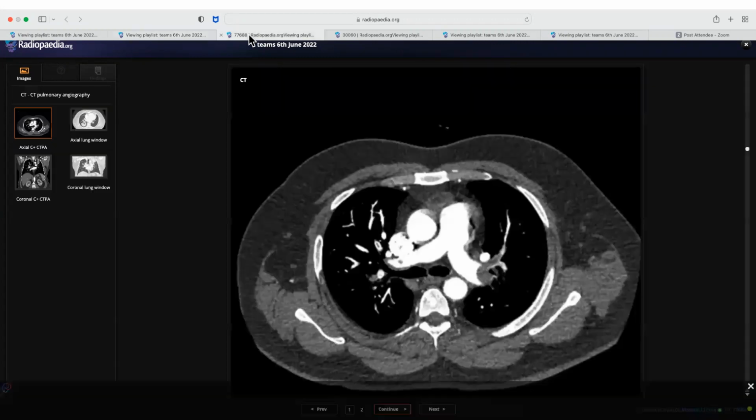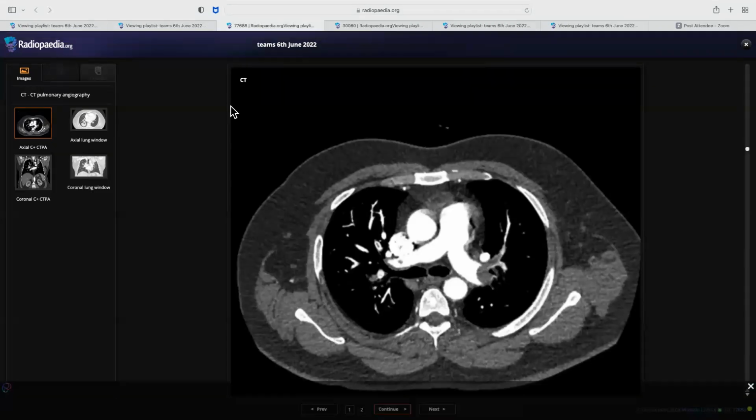Okay, we'll go to the next case. So this patient presented with shortness of breath. You have the control, right? Yeah. So this is CT pulmonary angiography.